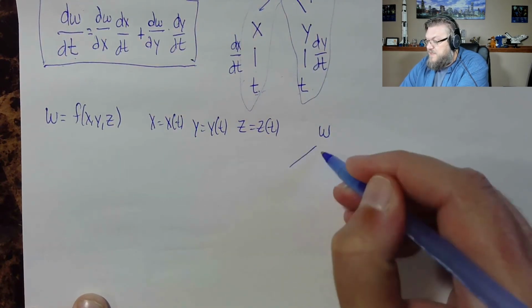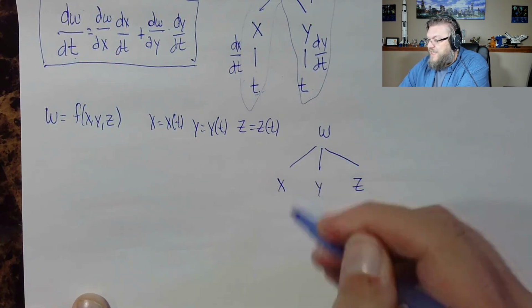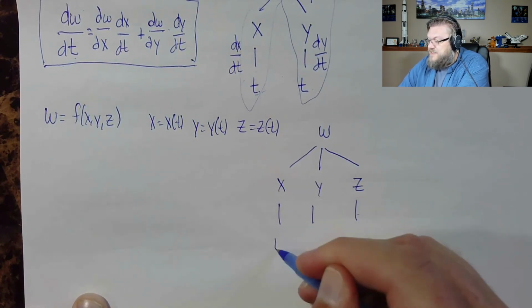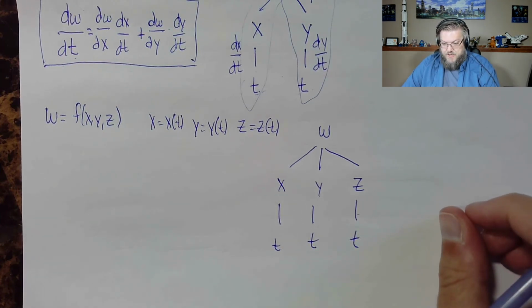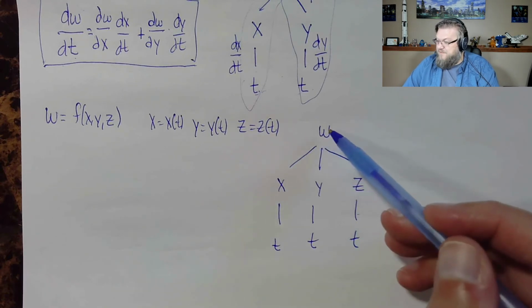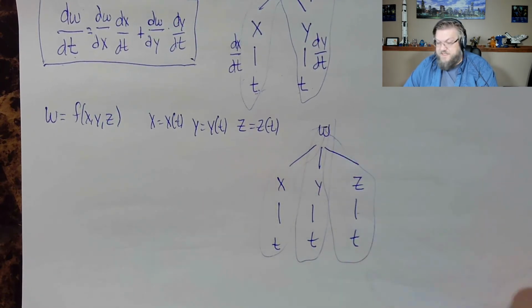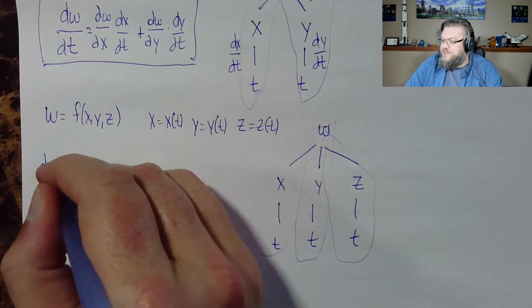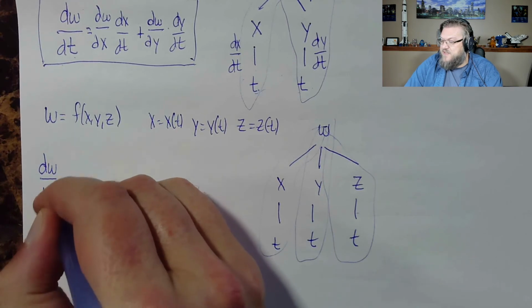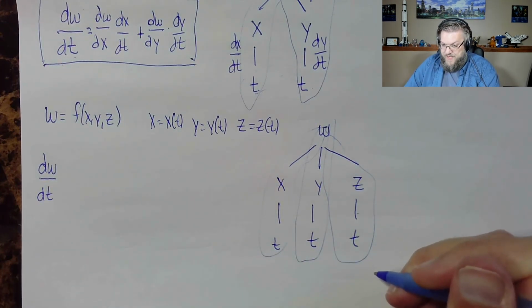Here's w. I make three branches for the x, the y, and the z. And the x, the y, and the z all end in t. See that? So do you see how I'm going to have three terms? Because there's three paths that end in t. So if I want to find the derivative of w with respect to the ultimate single variable t, I have a formula for that now.